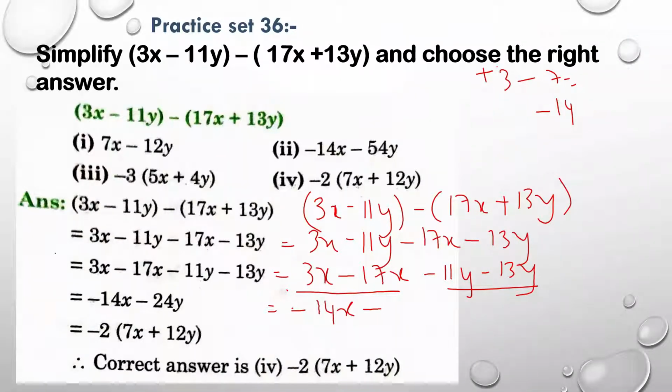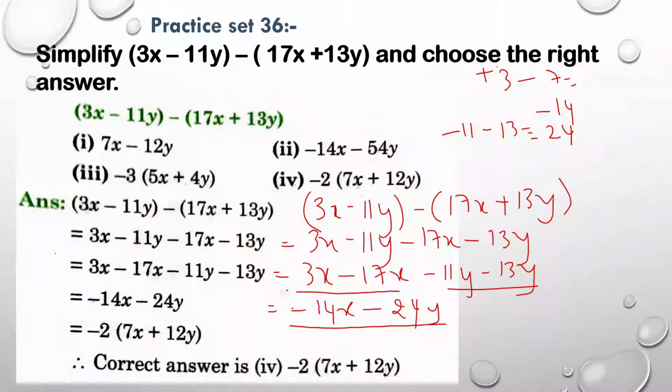Minus 11 and minus 13, what you have to do? Addition you have to do. So 11 plus 13 is what? 24. 11 is the bigger number. Before that, which sign is there? Minus sign is there. So minus 24y. Now this answer is not there in the options. So you have to find. Now from this, your 14 is there and 24 is there.